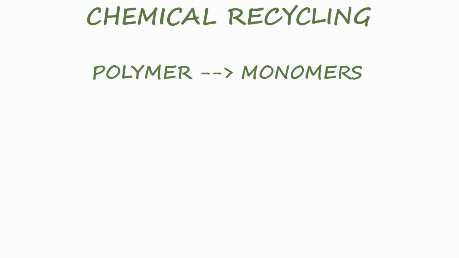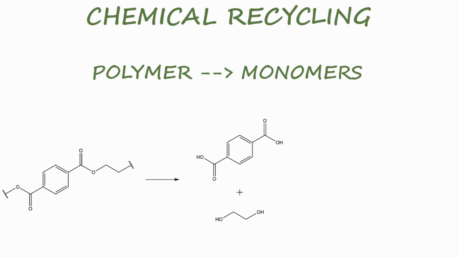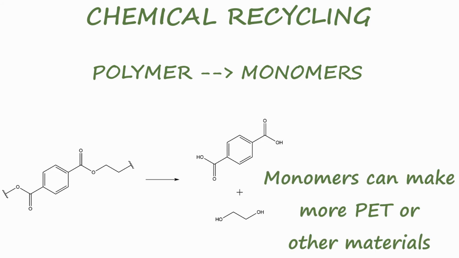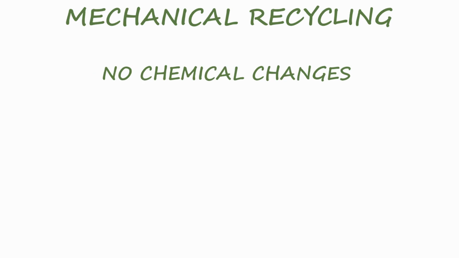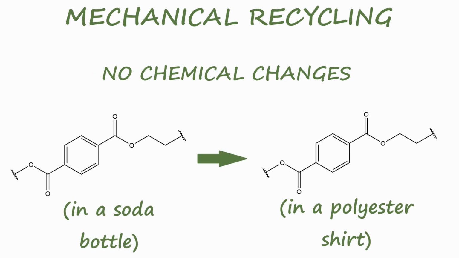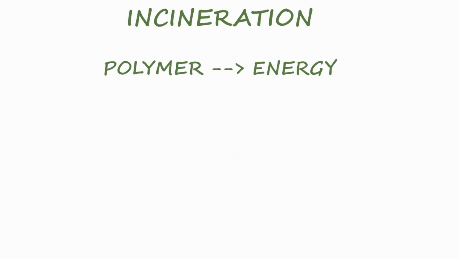Chemical recycling, where the polymer is broken down into its constituents. In this case, terephthalic acid and ethylene glycol. Both compounds can be used to manufacture more PET, as well as other materials. Mechanical recycling, where the plastic is shredded or otherwise broken up, maintaining the chemical structure, but forming new products from old ones.